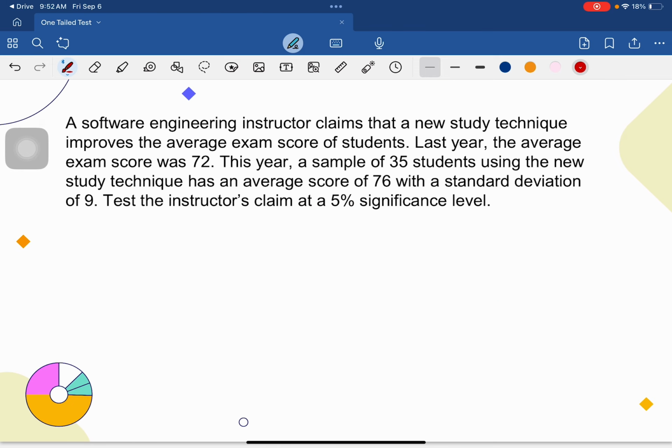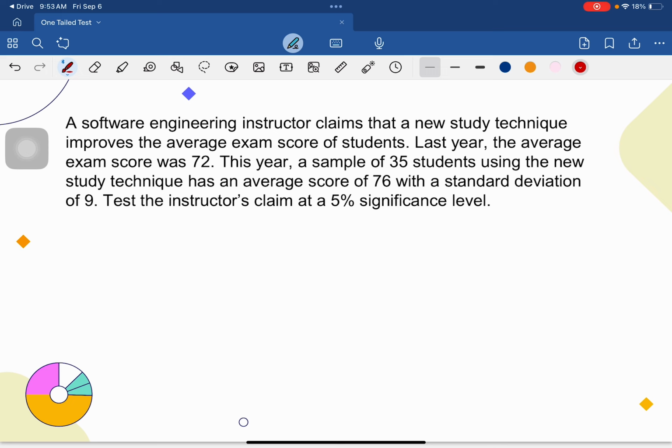I only prepared one example, and then we'll solve it. I'll guide you through it, and I'll go through the different steps. So let's go and read the problem. A software engineering instructor claims that a new study technique improves the average exam score of students. Last year, the average exam score was 72. This year, a sample of 35 students using the new study technique has an average score of 76 with a standard deviation of 9. Test the instructor's claim at a 5% significance level.